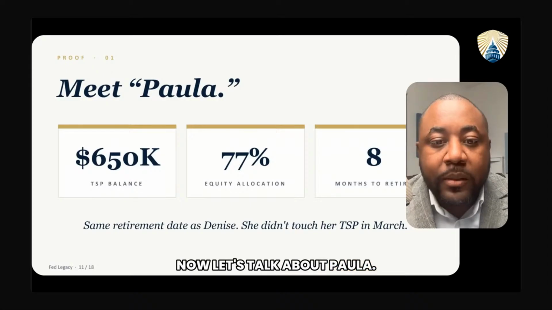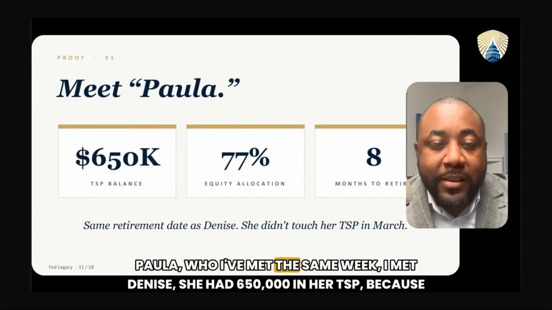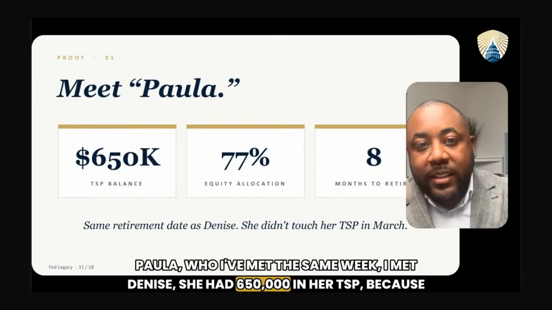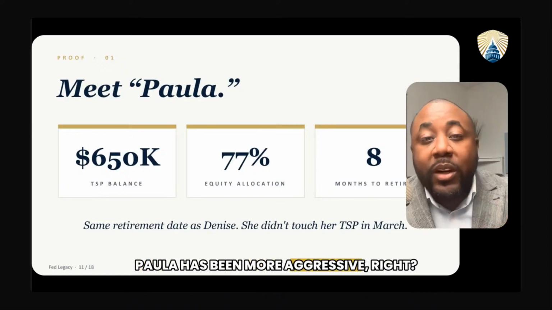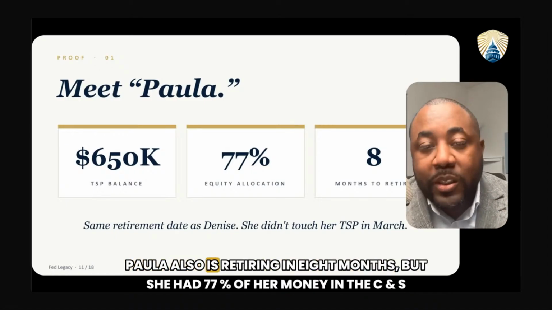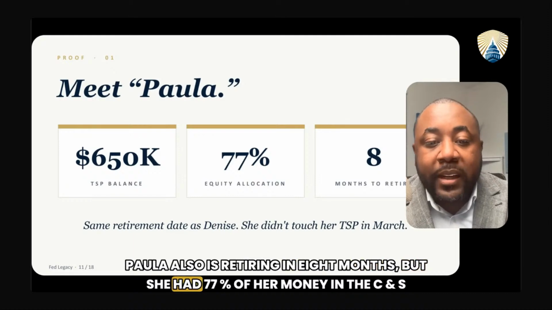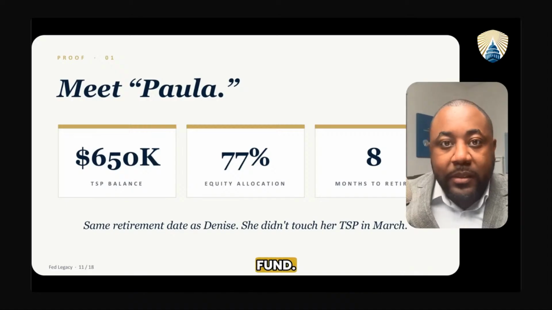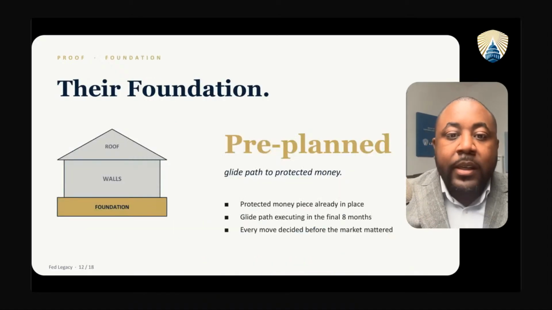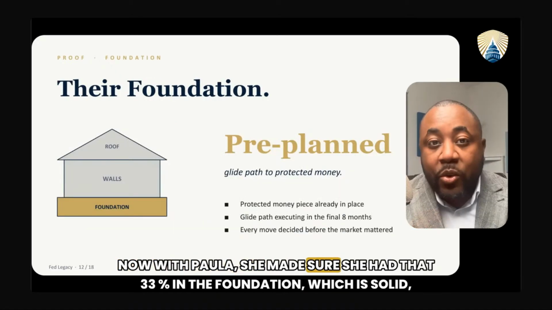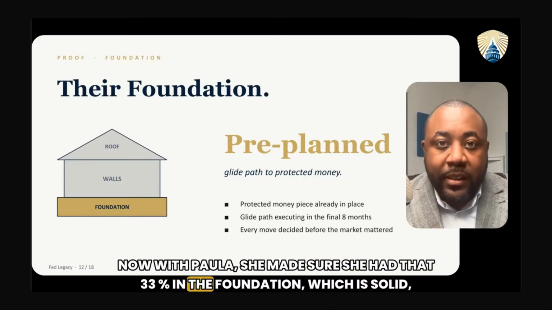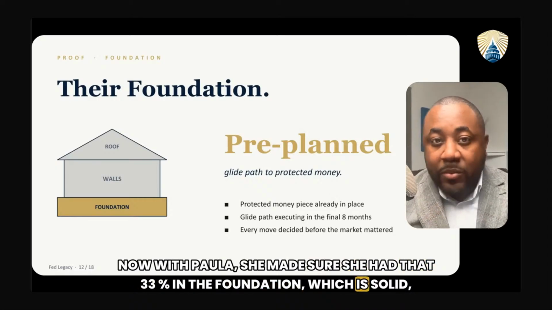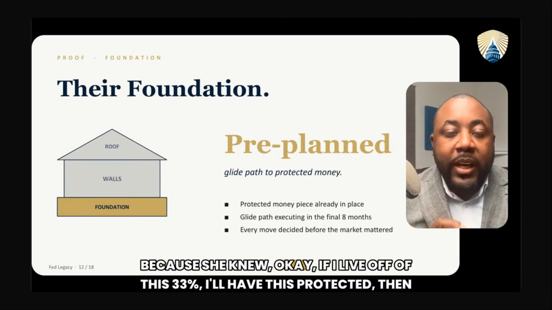Now let's talk about Paula, who I met the same week I met Denise. She had $650,000 in her TSP because Paula's been more aggressive, right? Paula is also retiring in 8 months, but she had 77% of her money in the C and S funds. She had 33% in the G fund. Now with Paula, she made sure she had that 33% in the foundation, which is solid, right? Because she knew, okay, if I live off of this 33%, I'll have this protected, then I'm good, right?